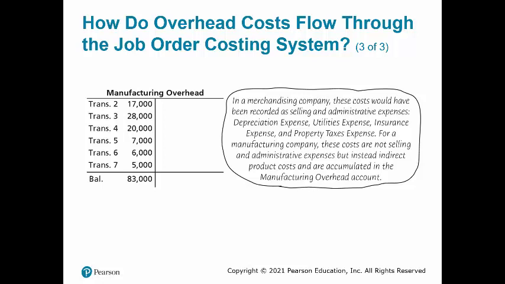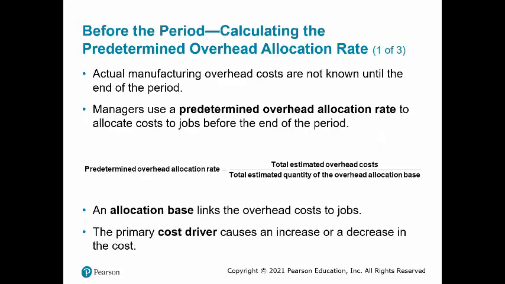Now we're going to learn how we are going to allocate these costs to the individual jobs. So if we knew the actual manufacturing overhead cost at the beginning of the period, then we would just apply those, but we don't. So we have to use an estimate of what we believe the overhead cost will be for the year, and then we use what we call a predetermined overhead allocation rate to allocate costs to jobs before the actual end of the period.